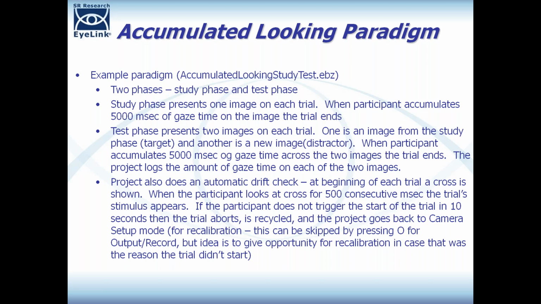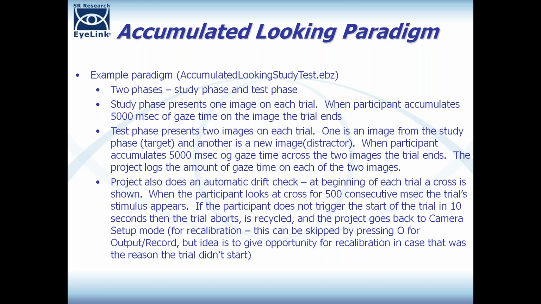And the test phase presents 2 images on each trial. One of these images on each trial will be one of the images that was studied in the study phase, and the other image will be a new image, which we can call a distractor. So we can say that in the test phase, you have 1 target image, which is one of the studied images, and 1 new image, which we'll call a distractor.